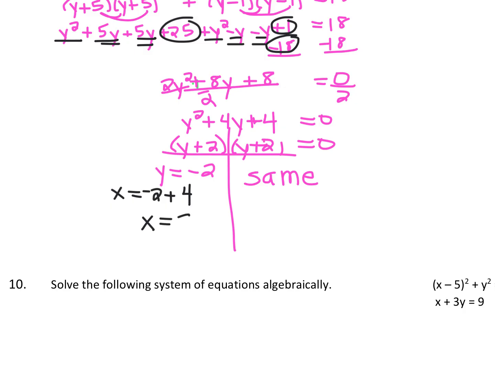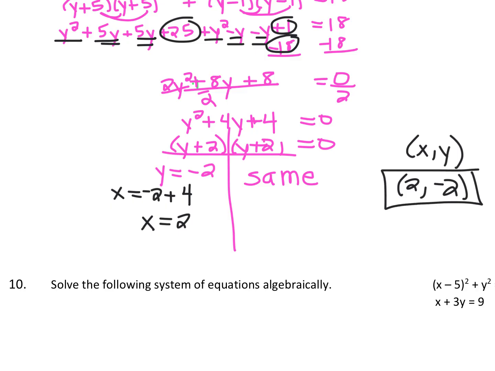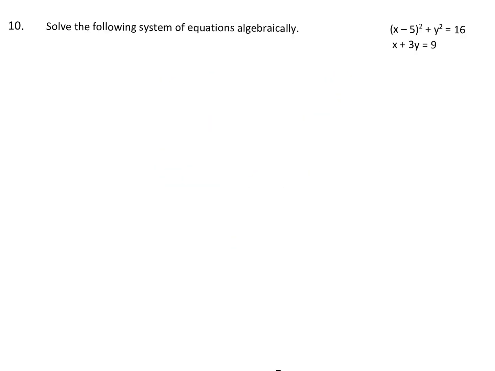Now be careful when you go to write your solution. I know I have the y written first and the x written second, but when you write a coordinate it always goes x, comma, y. So the x value is 2, and then our y value is -2. Okay, so for this one, we only have one point of intersection. There's only one solution. All right, so let's take a look at number 10.